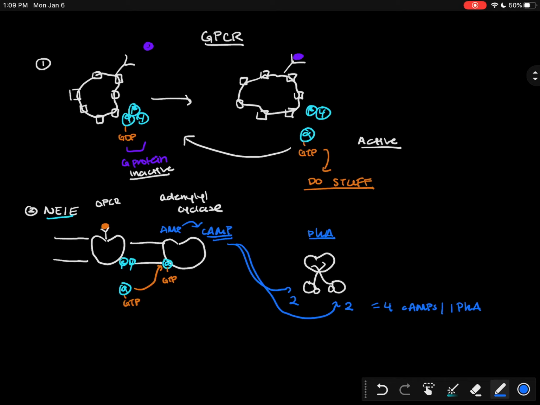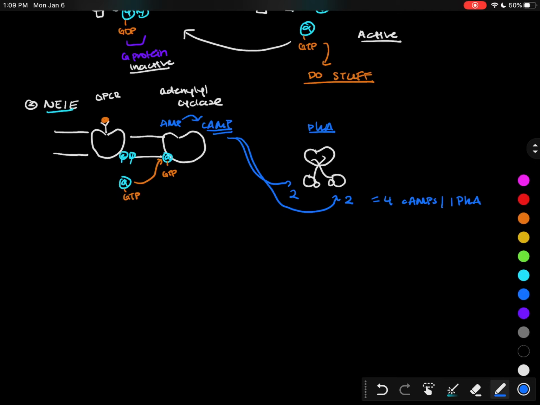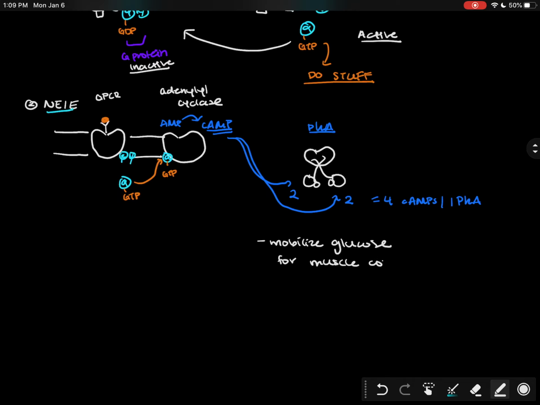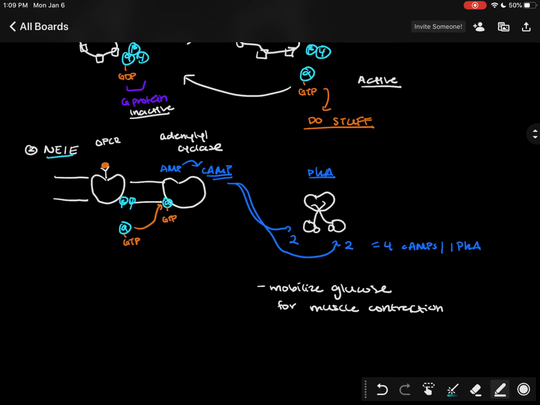Okay, and so what exactly is this going to do once this is bound? Because this pathway is the norepinephrine-epinephrine pathway, we're going to mobilize glucose for muscle contraction to help us run away from whoever's chasing us when we have that fight or flight reaction.